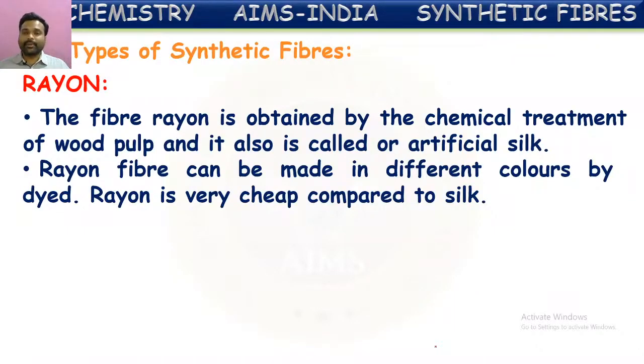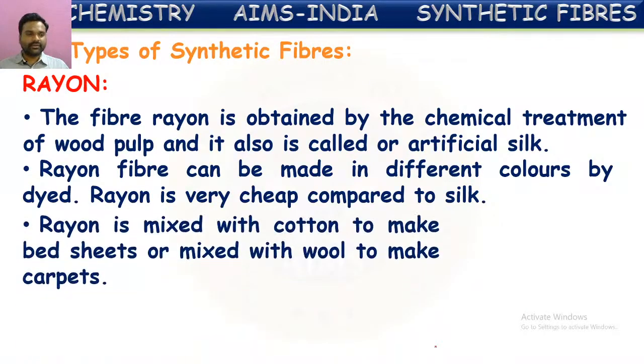Rayon is very cheap compared to silk. It appears like silk. Its finishing and smoothness will be almost like a silk fiber. But it is cheaper than silk because it is made in the laboratory. So mostly for replacing silk, they use this rayon fiber in fabrication. Rayon is mixed with cotton to make bed sheets, and it is mixed with wool to make carpets. So to give smoothness, this rayon is mixed with cotton as well as wool to give different fabrications like bed sheets and carpets.